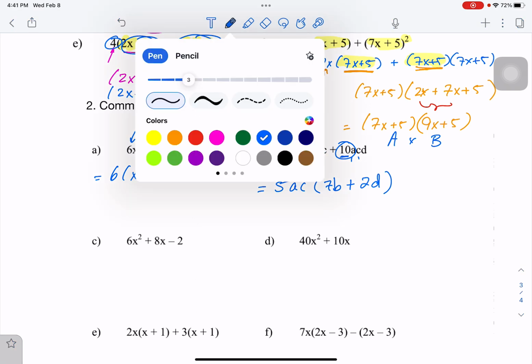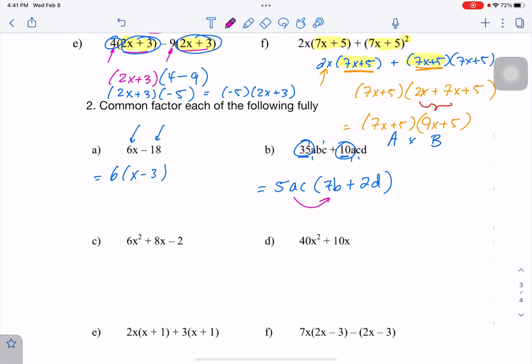Let's see if it works. Going backwards. 5 times 7 is 35. A, B, C. Yay! 5 times 2 is 10. A, C, D. Yay! It worked.